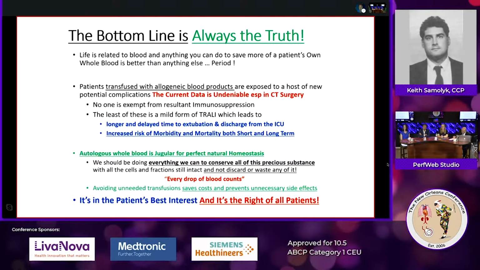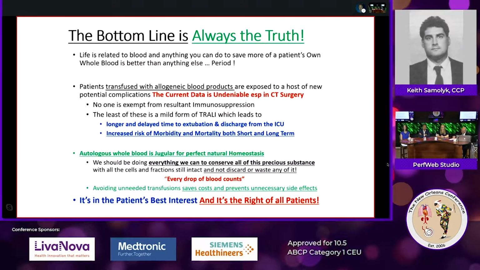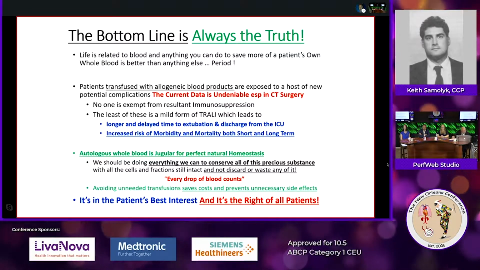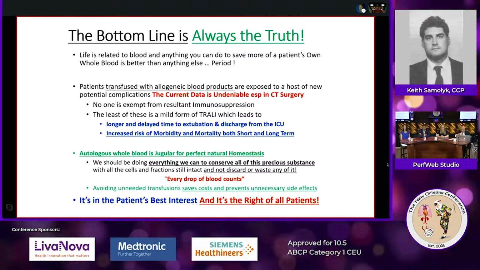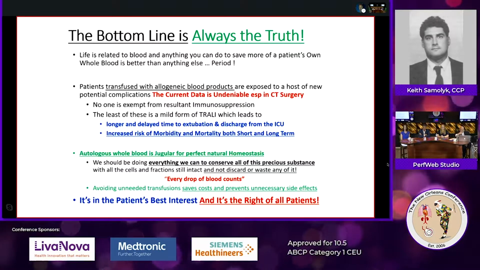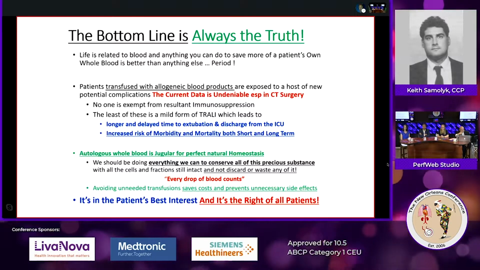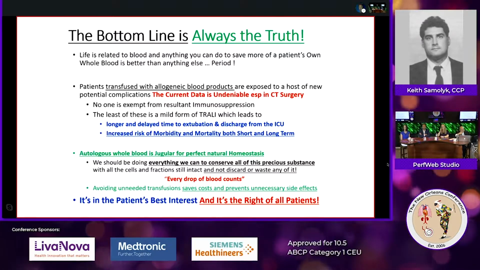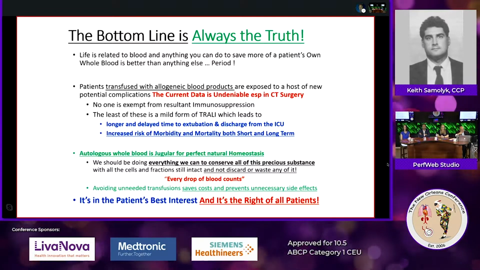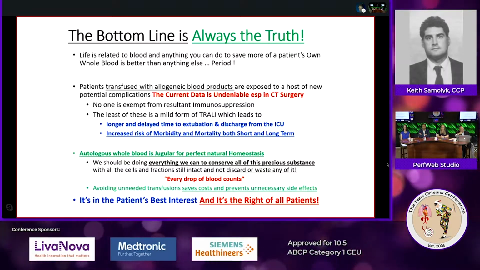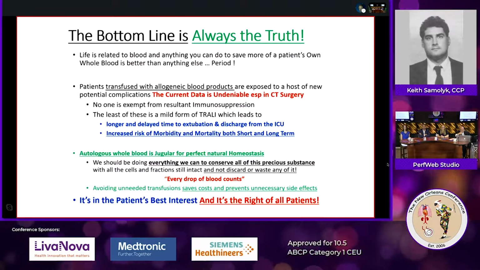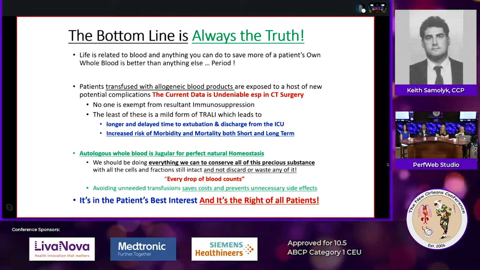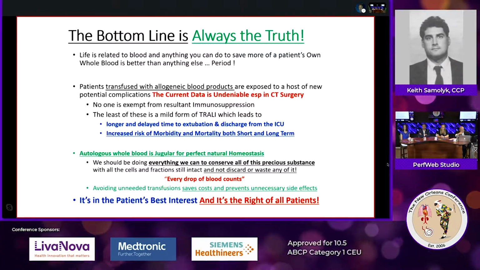Patients that get transfused with allogeneic blood products are exposed to a host of new potential complications. The current data is undeniable, especially in cardiac surgery. No one is exempt from the resultant immunosuppression that people get when they get foreign blood products, allogeneic blood products. The list of complications, as we said, is lengthy: longer time to extubation and discharge from the ICU, increased risk of morbidity and mortality, both short and long term. Autologous whole blood is crucial for perfect natural homeostasis. And homeostasis means normal. We should do everything we can to conserve as much as we can of this precious substance. Remember, every drop counts.